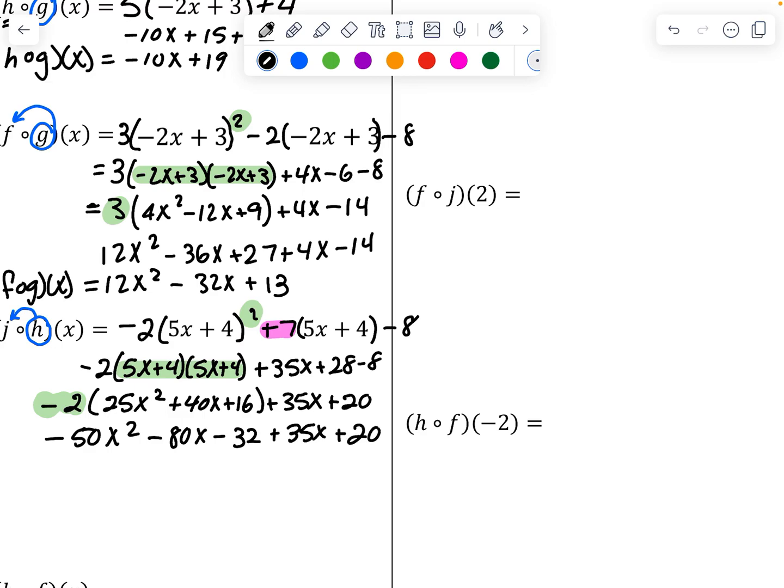Then I combine like terms. So I have negative 50x squared minus 45x minus 12. And that's going to do it for today.